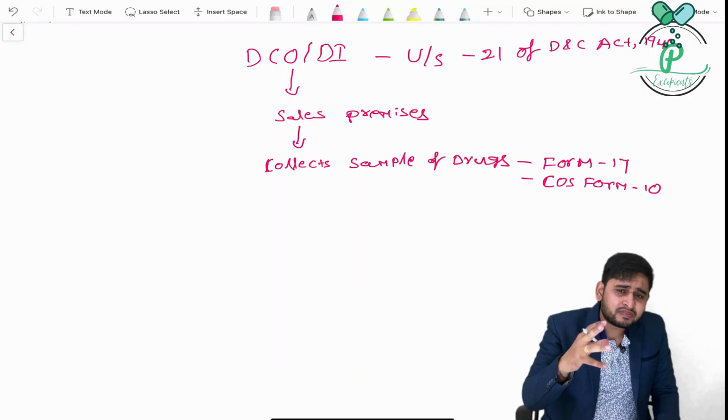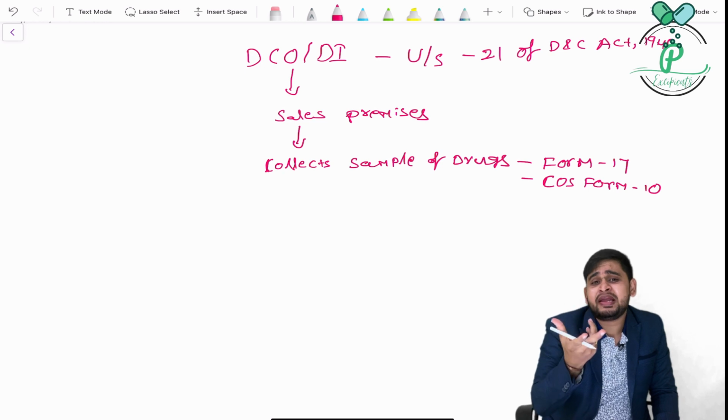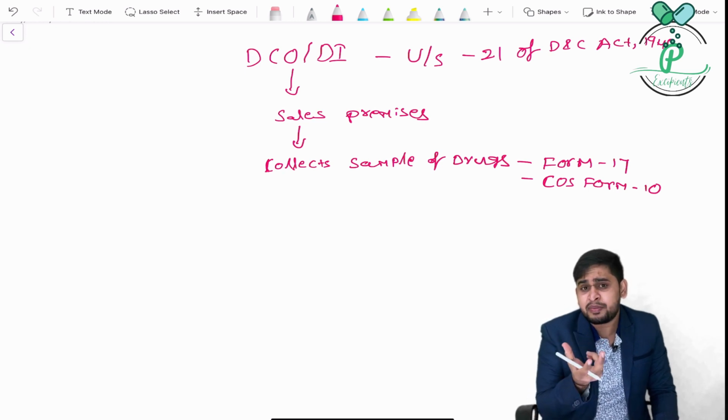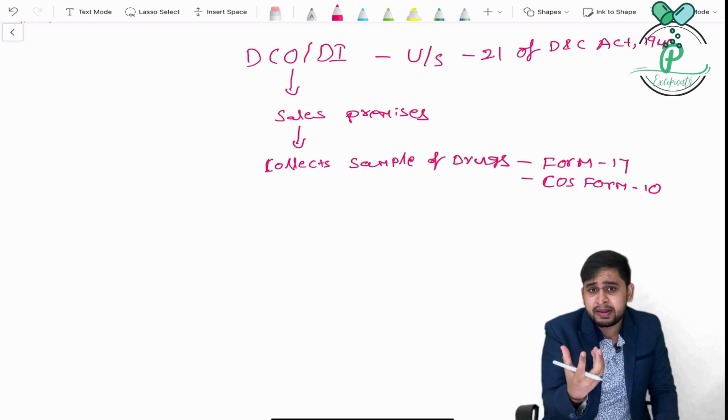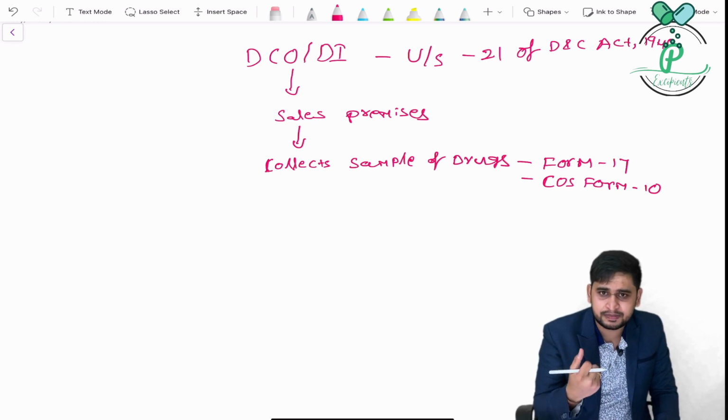Sometimes that shop may not be licensed, right? May not be licensed. Sometimes the DI has to seize the drugs from the unlicensed premises, right?